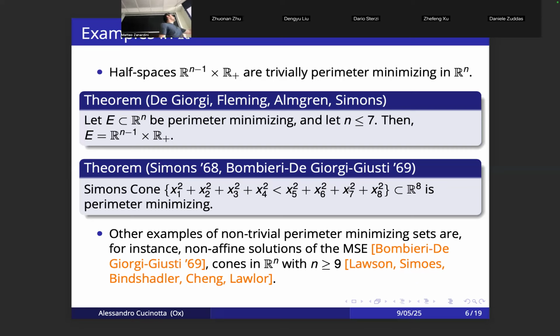Besides solutions of the minimal surface equation, other non-trivial perimeter minimizing sets were constructed in high dimension by many people. Here I recall Lawson, Simons, Bombieri, Giusti, Hardt, Simon, Cheng, and Lawlor. These are the main names. And now the problem is completely understood for minimal cones. I'm not sure about general perimeter minimizing sets, but perimeter minimizing cones are completely classified in Euclidean space, and this is in the PhD thesis of Lawlor.